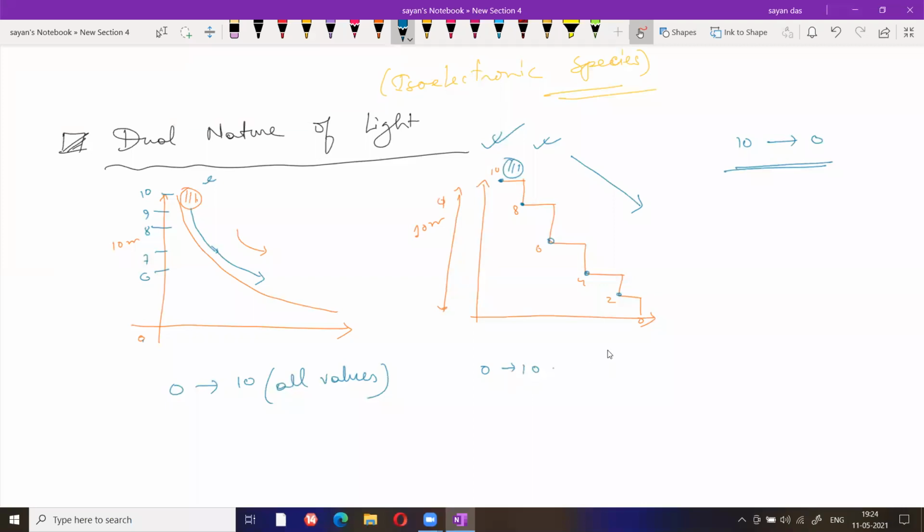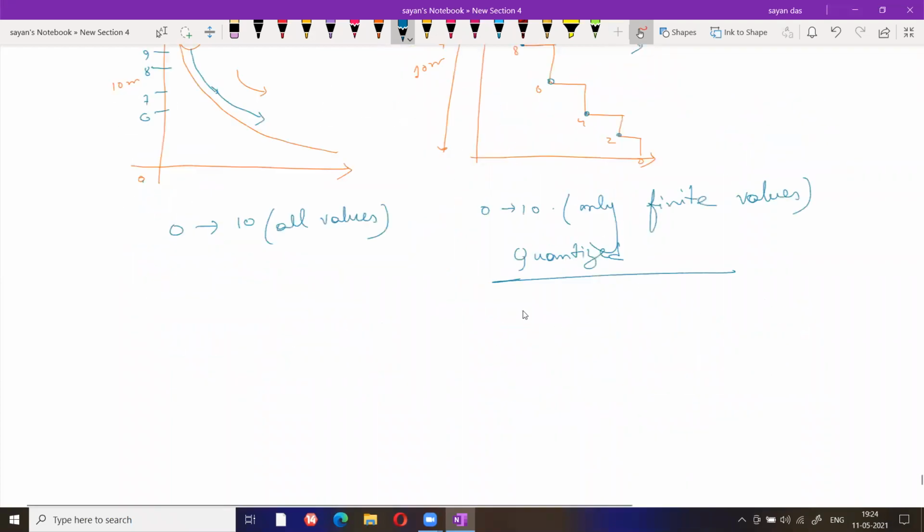Only finite values are possible. And this theory is called quantization theory. It is quantized in nature. That's why this represents the particle form, which is discontinuous. Why discontinuous? Because only finite values are possible. All the values are not possible. And this is the wave nature, the waveform, which is continuous.